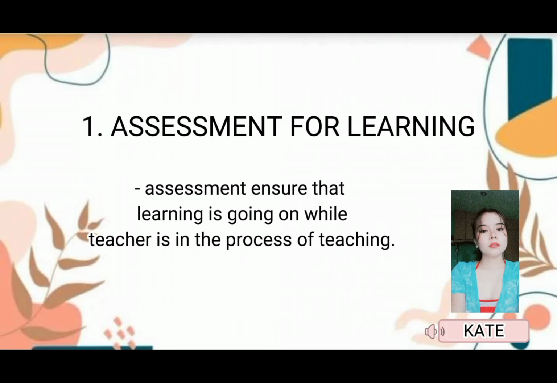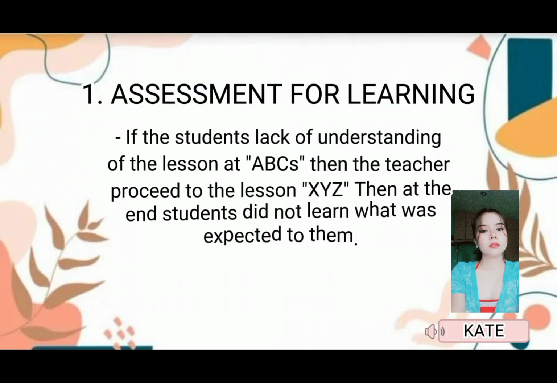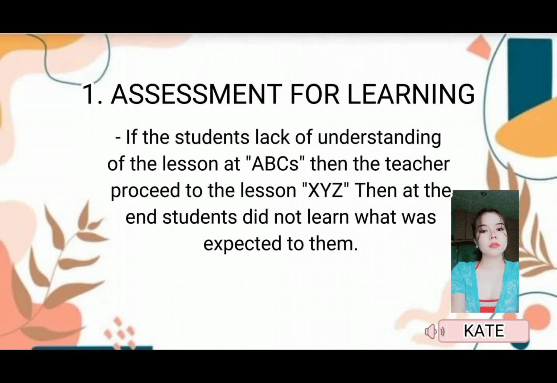Assessment ensures that learning is going on while the teacher is in the process of teaching. Teachers give assessments to check the knowledge of the students, if they gained knowledge from the teacher's lesson. This will ensure that students understood the lesson at the end. If the students lack understanding of lesson ABC, and the teacher proceeds to lesson XYZ, then at the end, students did not learn what was expected of them. Therefore, the teacher wasted time teaching, but students did not gain understanding of the lesson given.